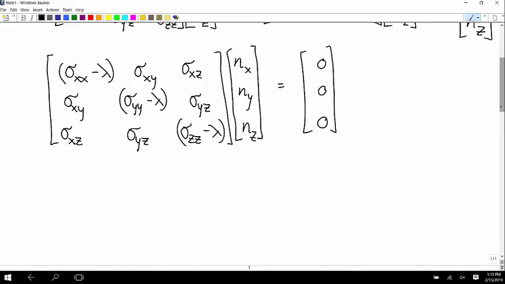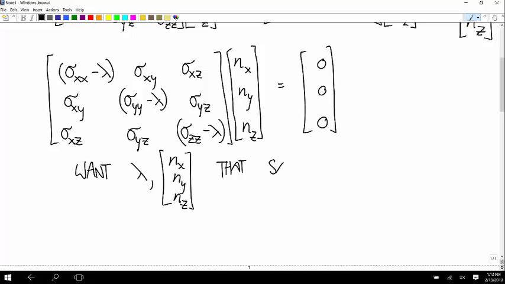So what does it take for this to be true? We want lambda and a unit vector that satisfy this equation.